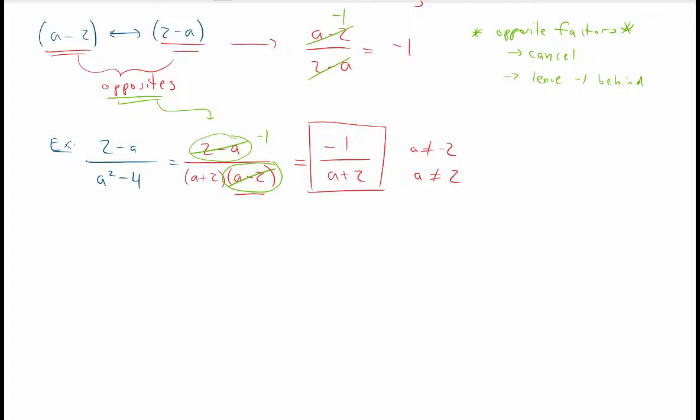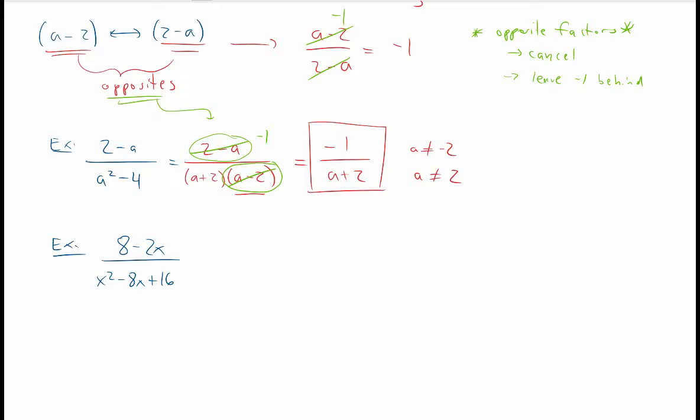Okay, let's look at just one more and then I'll be done for the day and you can maybe work on some homework. Suppose we had 8 minus 2x over x squared minus 8x plus 16. Feel free to go ahead and work ahead of me.